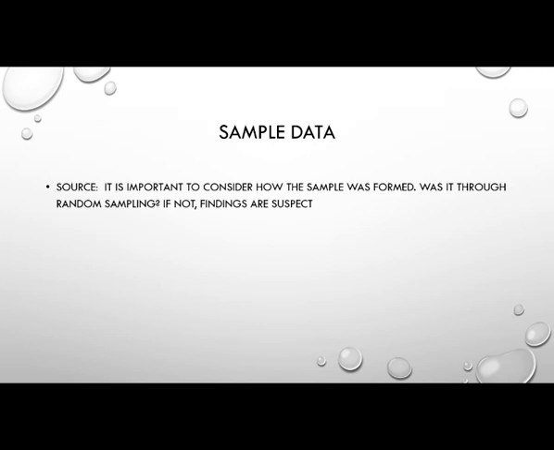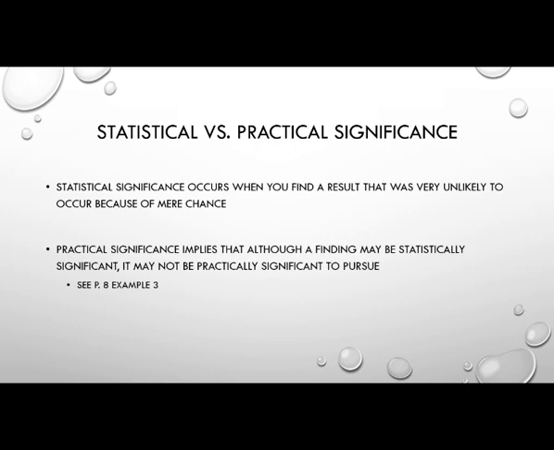So, when you're looking at a sample, it's important to consider how the sample was formed. Was it through random sampling? If not, findings can be suspect. Not in the way that they're not true, but they may not be representative of the entire population.